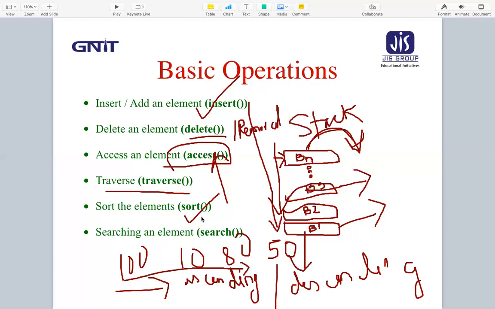And the last one, so here we are going to study a number of sorting algorithms. So we will be coming to it as we go through it. The last one is the search.